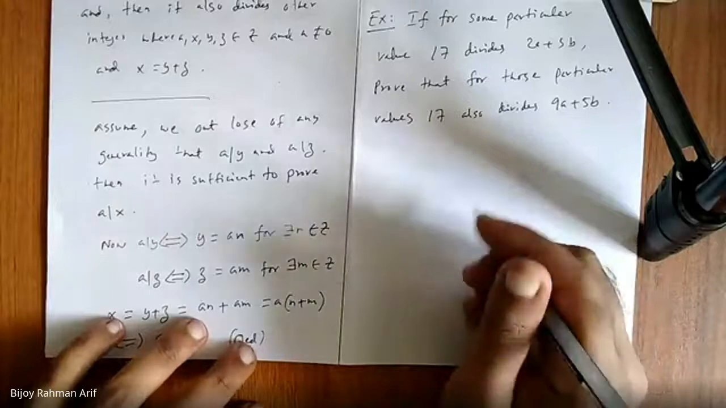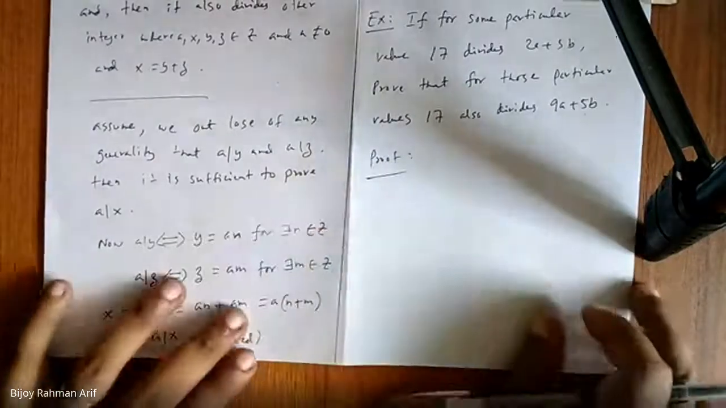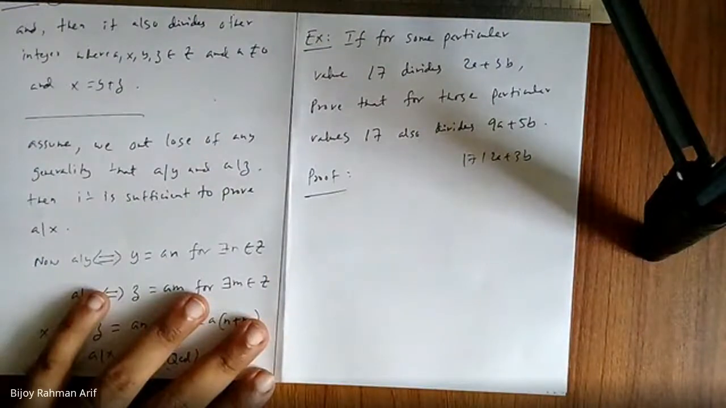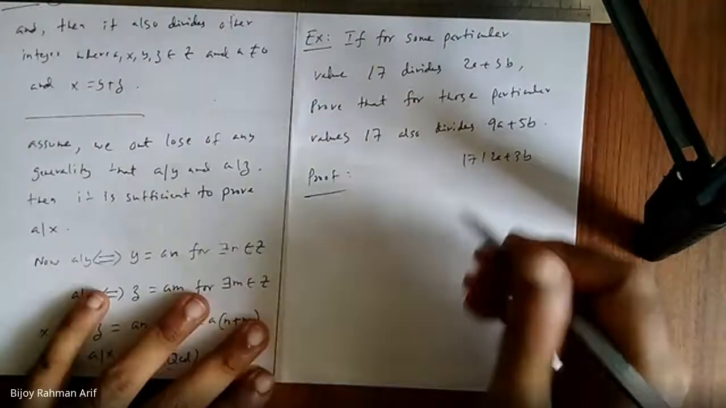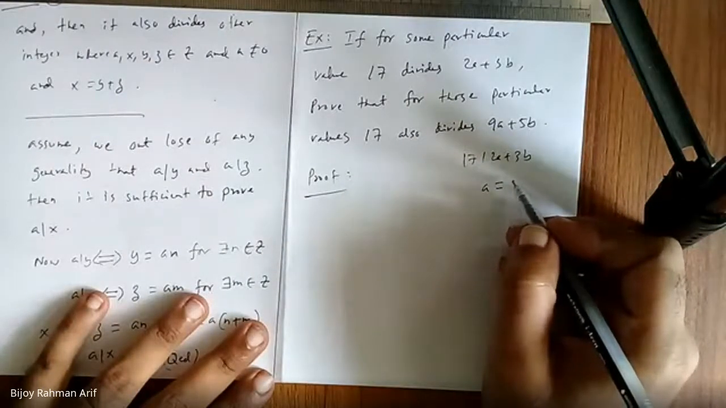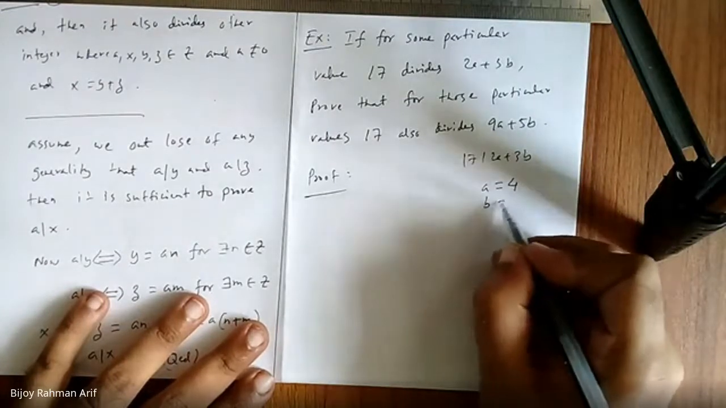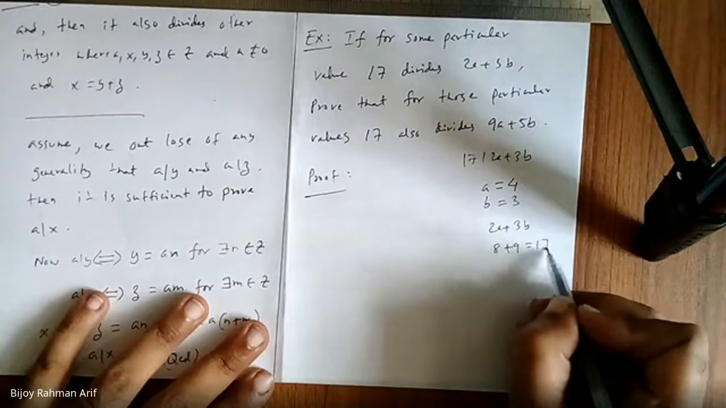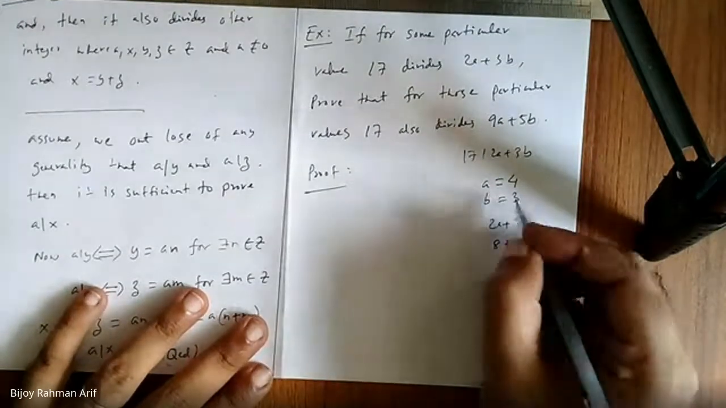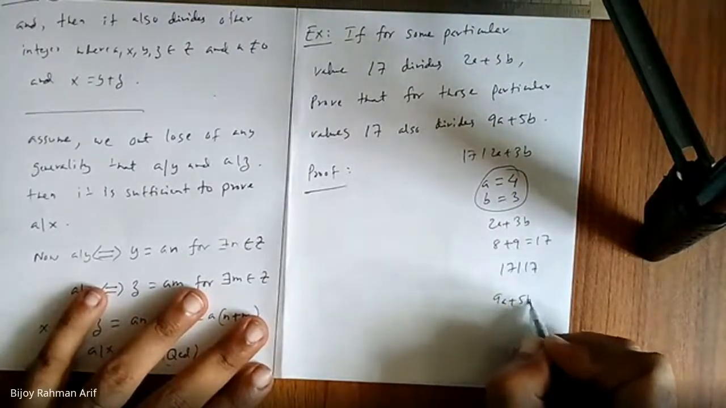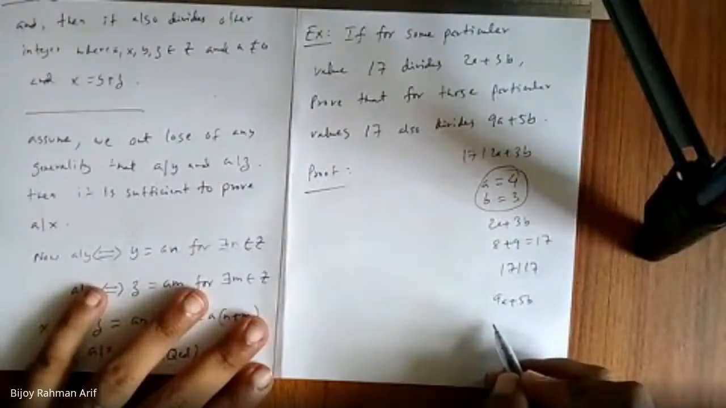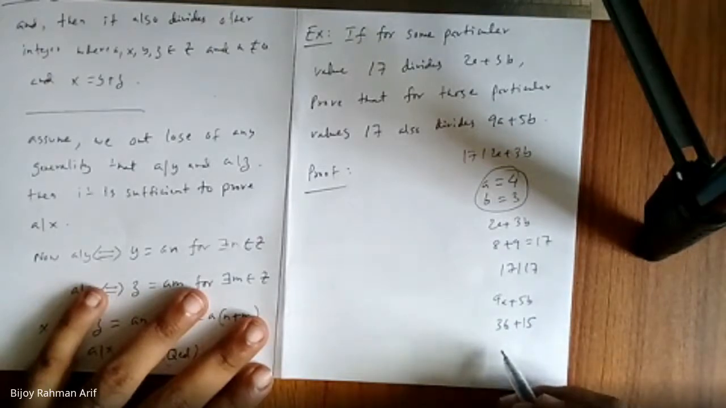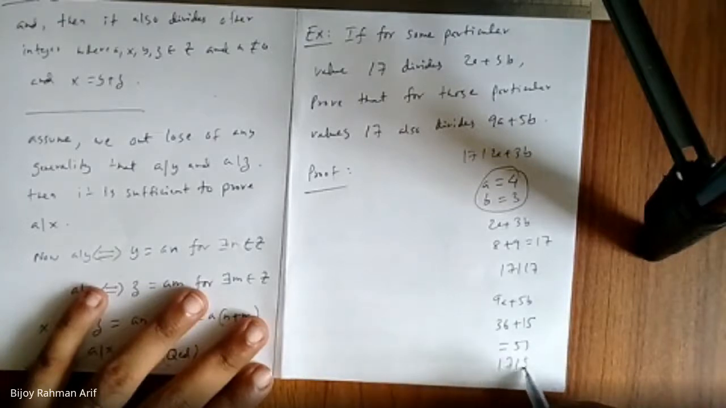So 17 divides 2a plus 3b. Can you give me some value for which 17 divides 2a plus 3b? How about this? a equal to 4 and b equal to 3. Then what is the value of 2a plus 3b? It is nothing but 8 plus 9, which is 17. So 17 divides 17. Now for these particular values, what is the value of 9a plus 5b? It is 36 plus 15, which is 51, and 17 divides 51. So it seems correct.